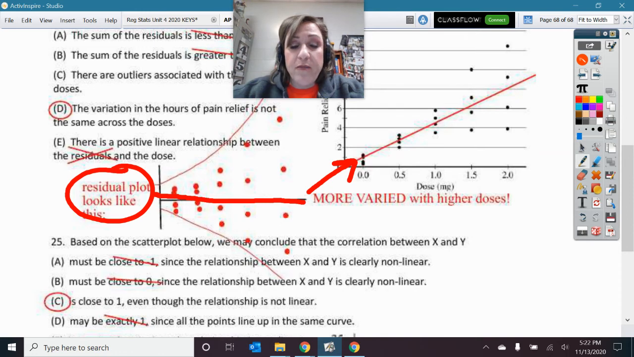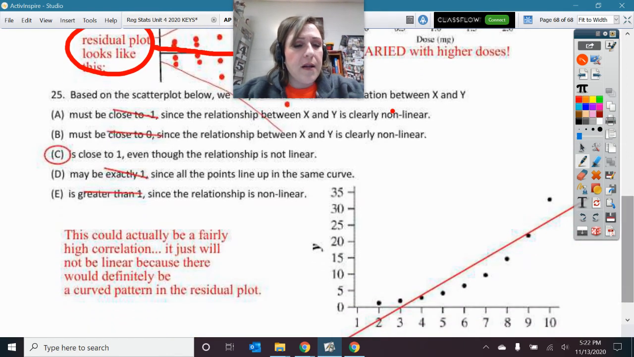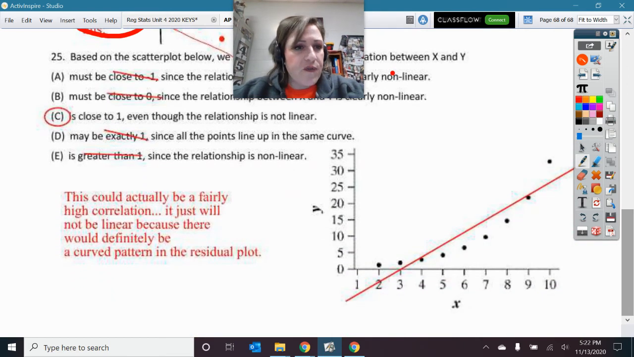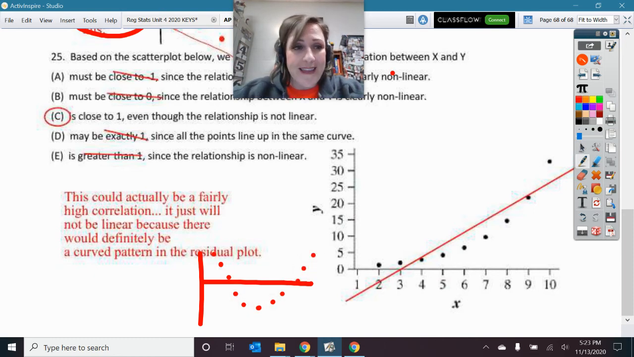The variation in the hours of pain relief is not the same. You're much more varied in pain relief on the higher doses. Okay, so interesting. And then this last one, I put in that line of best fit, and I think the best answer of all of these is that it may be close to 1, even though the relationship is not linear, because the data is fairly close to that line. It's pretty closely clustered, but if I did a residual plot and it really accentuated those distances, it would look something like that.